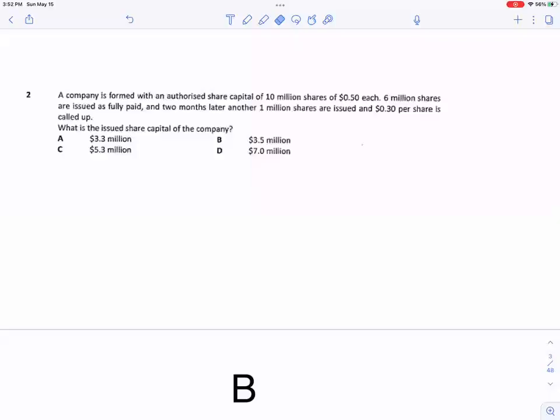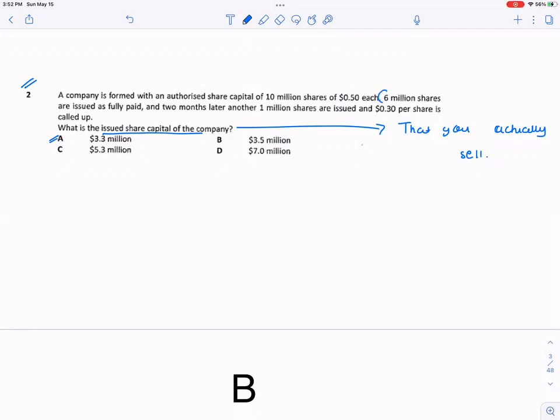Can I tell the answer? 6 million into 0.50. You said you have the answer. I'm just telling you how I got it. Issued share capital is the capital that you actually sell. What is the issued share capital over here? A is the answer because we multiply 0.50 into 6 million and we get 3 million.